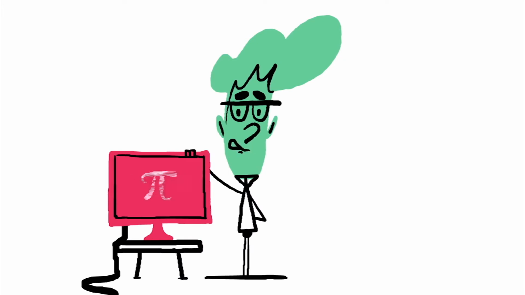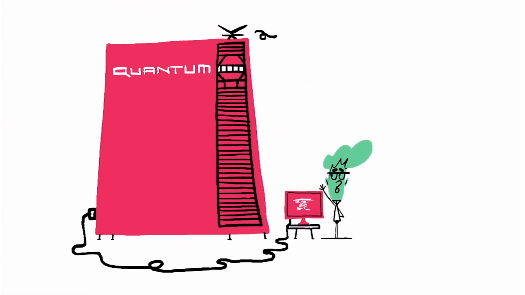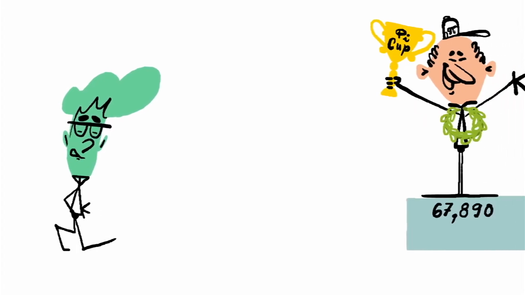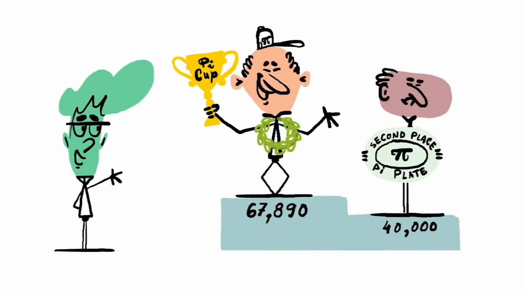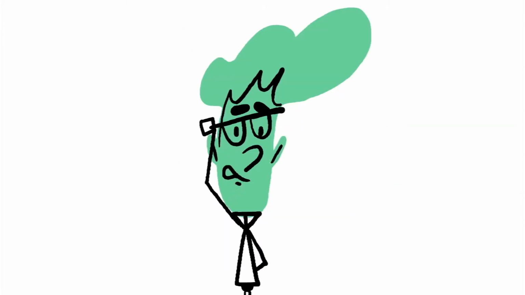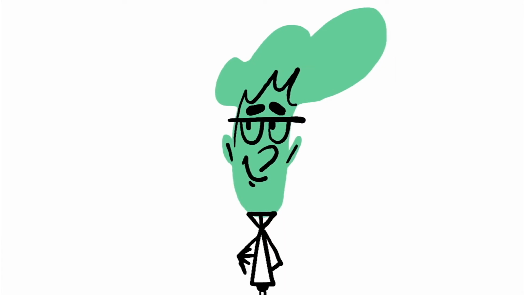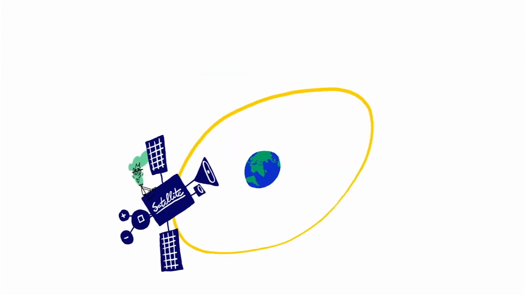Nowadays, we test the speed of computers by having them calculate pi, and quantum computers have been able to calculate it up to 2 quadrillion digits. People even compete to see how many digits they can memorize, and have set records for remembering over 67,000 of them. But for most scientific uses, you only need the first 40 or so. And what are these scientific uses? Well, just about any calculations involving circles, from the volume of a can of soda to the orbits of satellites.